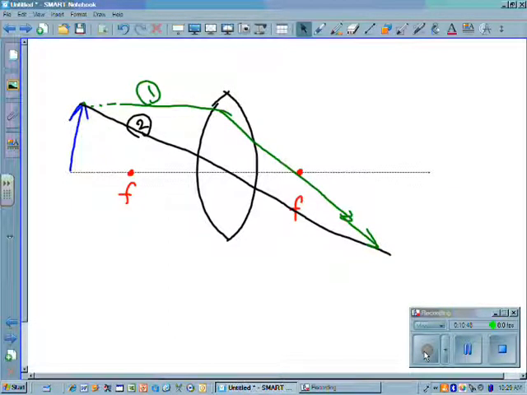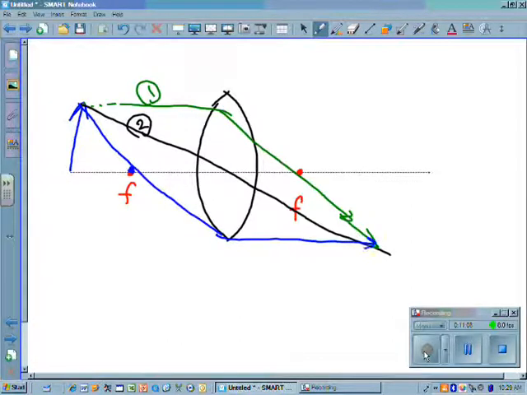And then I need a ray number 3. What's it going to do, Shelby? Very good. It's going to go through the focal point. That's the focal point. It missed it, but it's going through it there, okay? And then once it goes through it, it's going to bend and come over here just like this. So this is ray number 3.